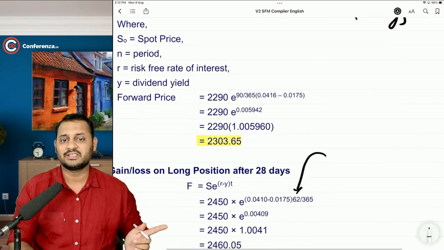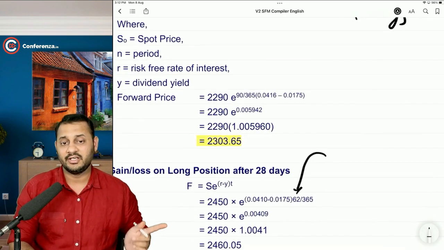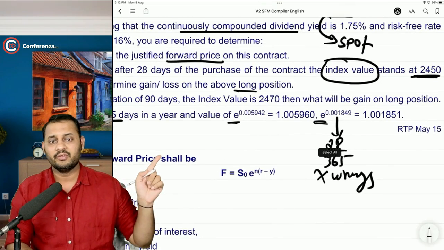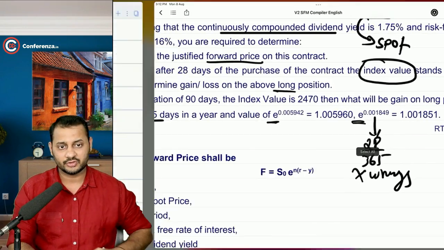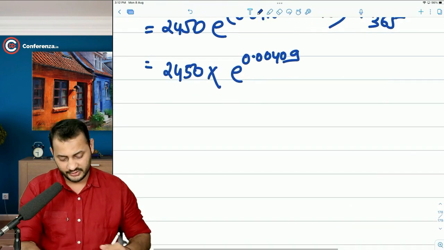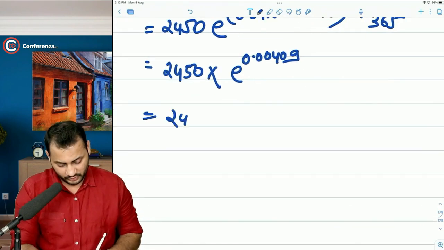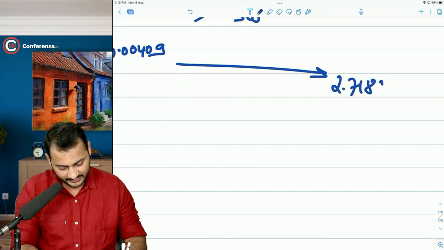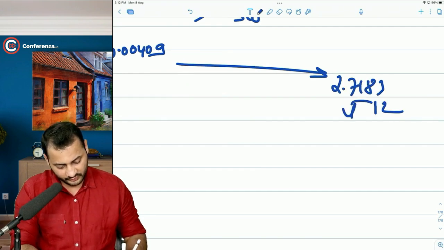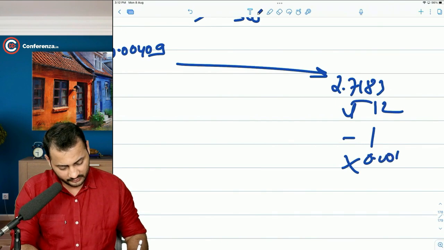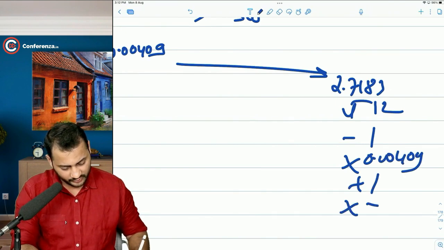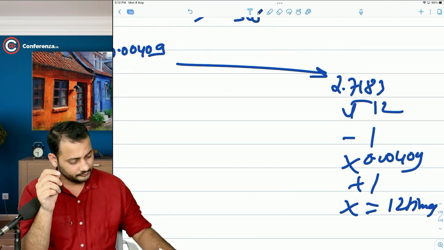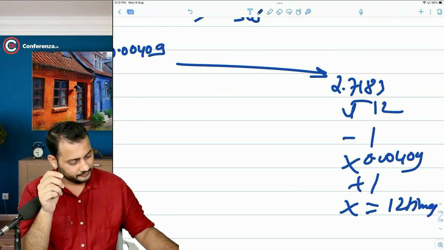Otherwise, the answer was based on 28 days in that case. The value given at the end for e is totally wrong, so we have to calculate it on our own. This can happen with you also, so you should know how to calculate the value of e. 2.7183, 12 times square root minus 1 multiplied by 0.00409 plus 1, equal to 12 times. Okay, you have to do that. 2.7183.